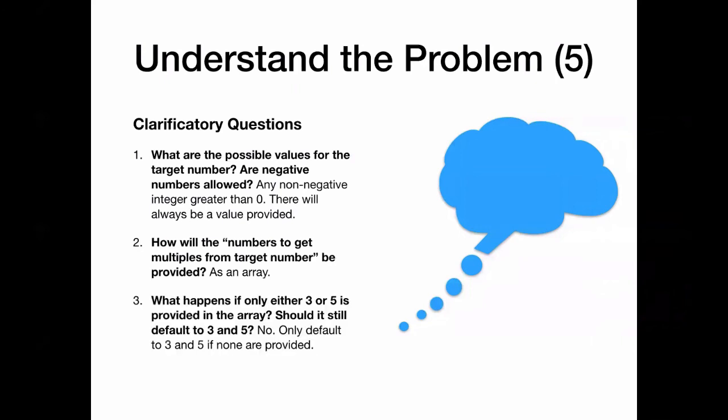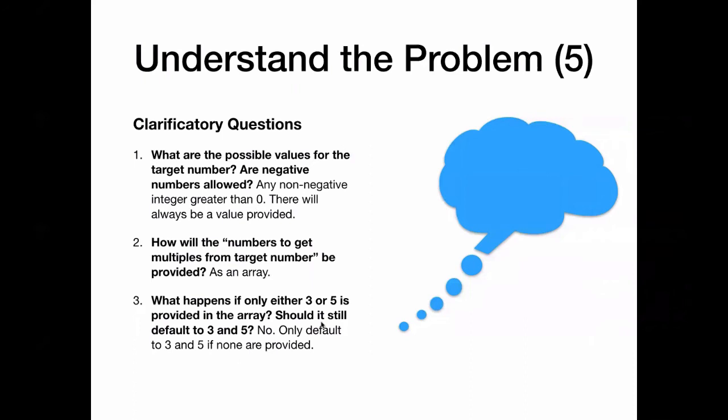And third, what happens if only either 3 or 5 is provided in the array? So meaning, because it was given as a last rule that if no arguments are provided, it's 3 or 5. But this one is a bit of a tricky question, because what if 3 was provided but not 5? What if 5 was provided but not 3?